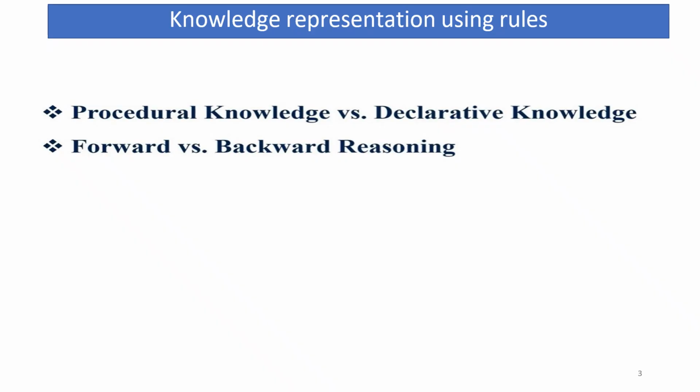So now, knowledge representation using rules. There are two different types of representing knowledge using rules. One is procedural knowledge and another is declarative knowledge. So let me see one by one.